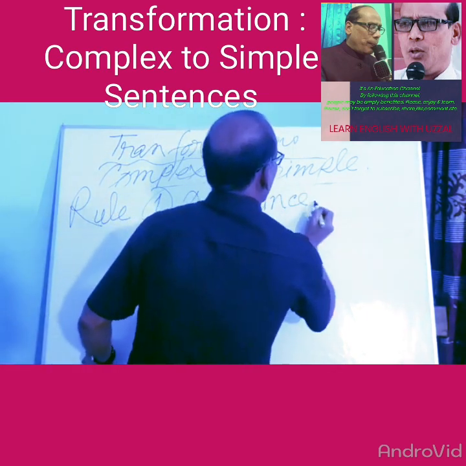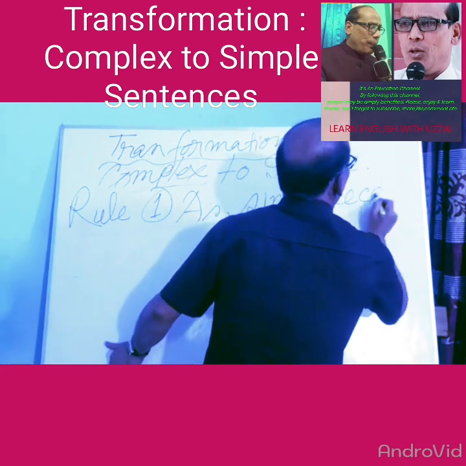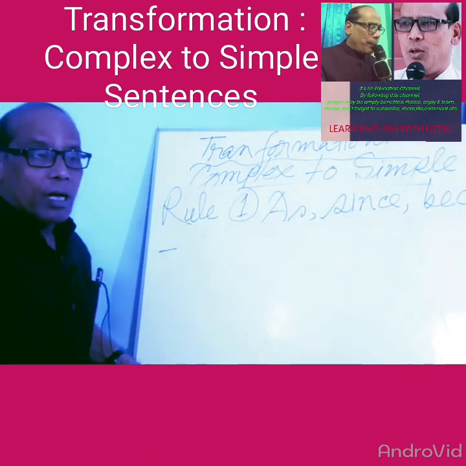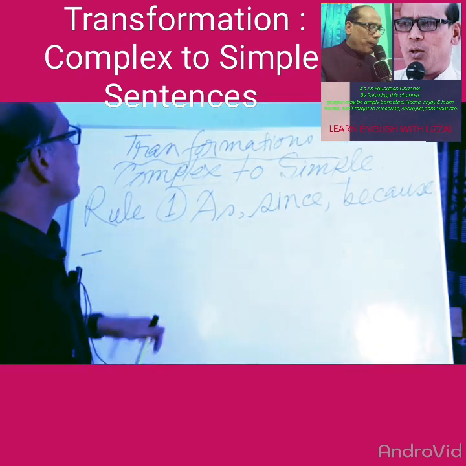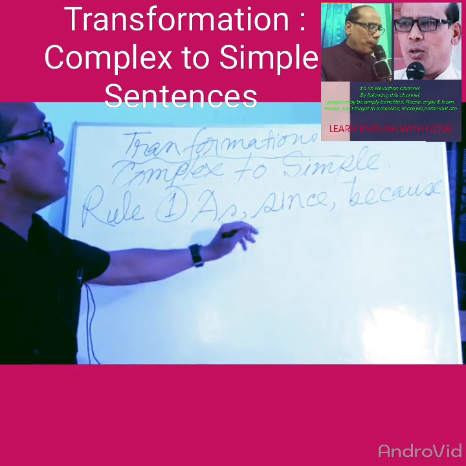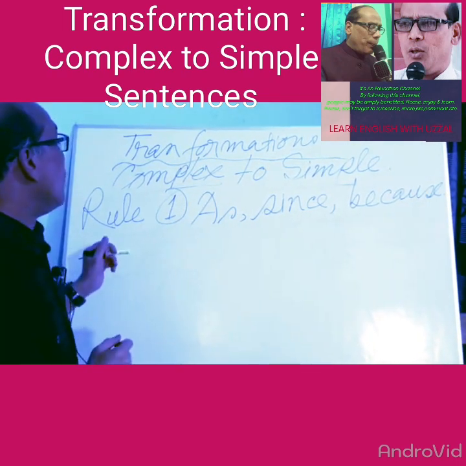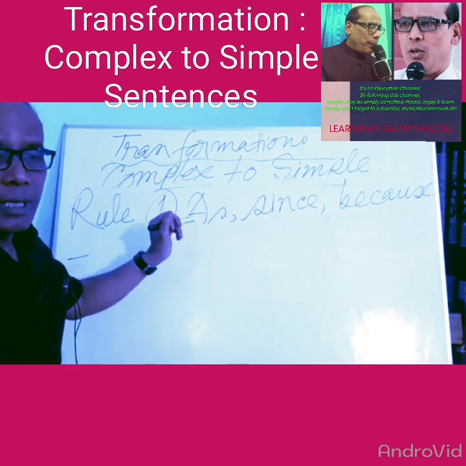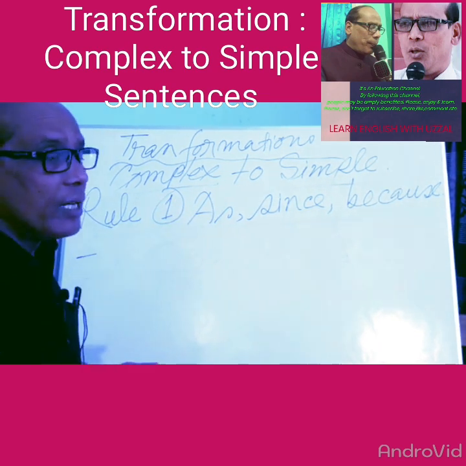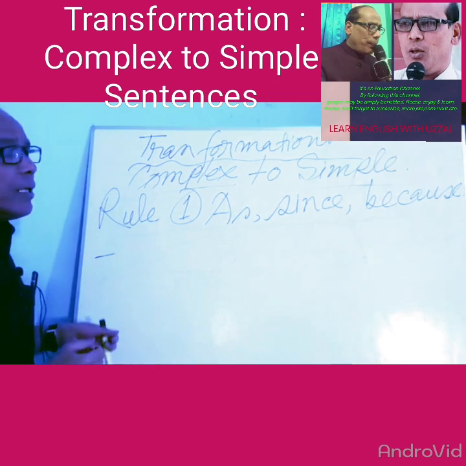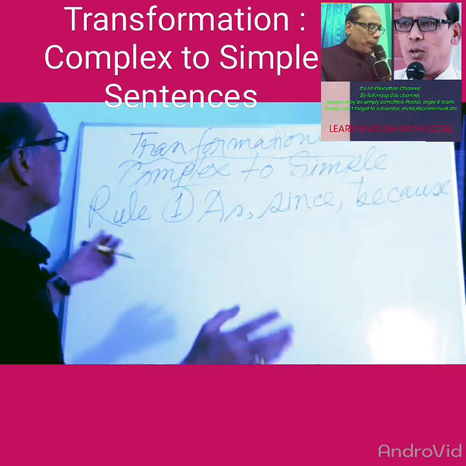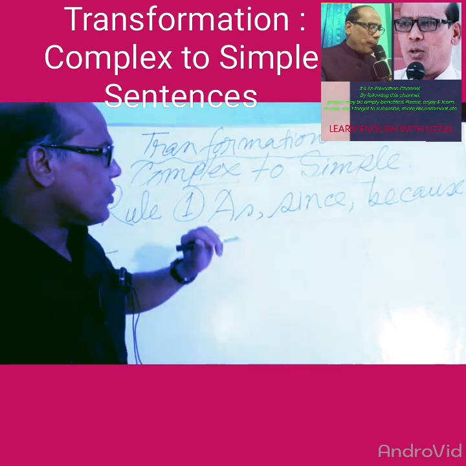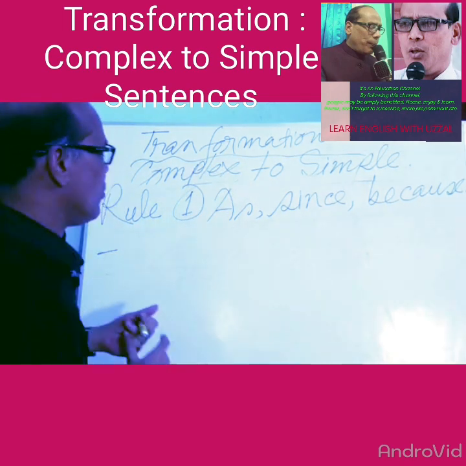Since, because. If we find any complex sentence having as, since, because, such type of conjunctions, we will have to transform that type of complex sentence into simple by adding ing form, by adding present participle, usually present participle, and we will have to change one clause into a phrase.